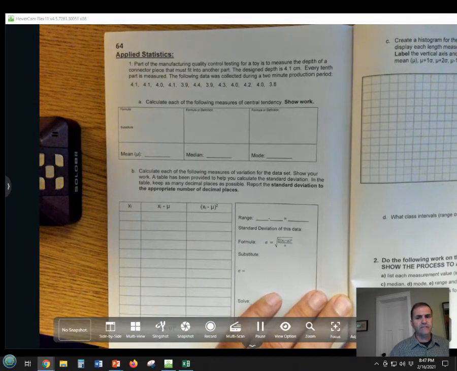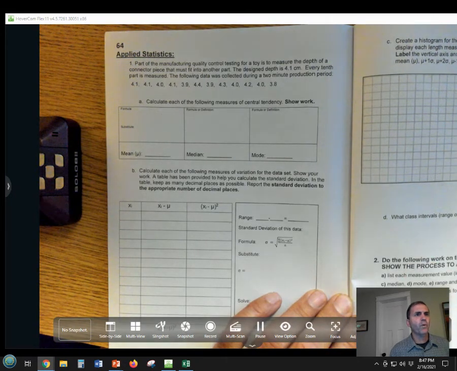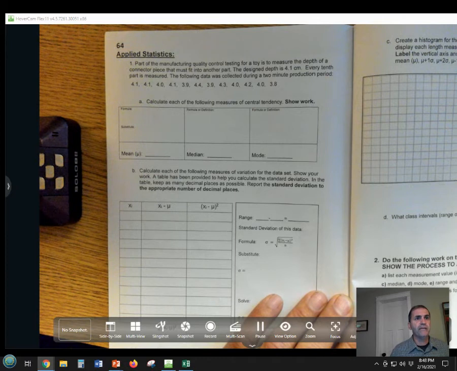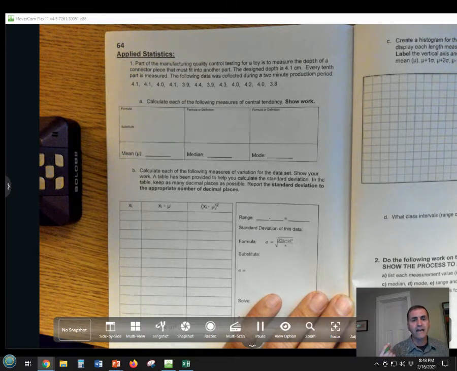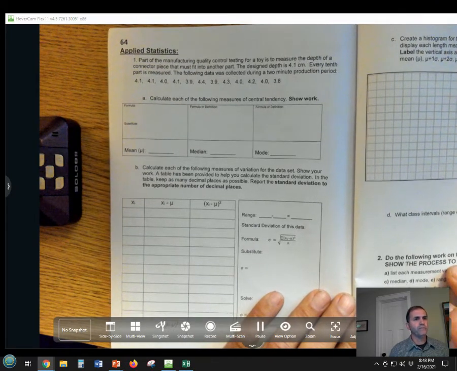And here's the sitch. Part of manufacturing quality control testing for a toy is to measure the depth of a connector piece that must fit into another part. The designed depth is 4.1 centimeters. That means what it's supposed to be. Every 10th part is measured. The following data was collected during a 2-minute production period for quality control. See if we've got it the way we want it to be.